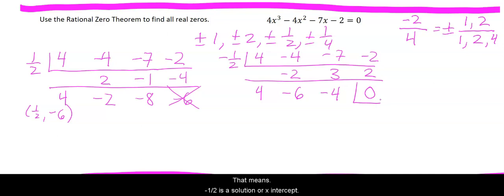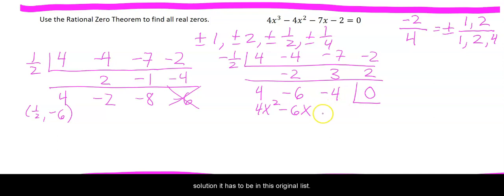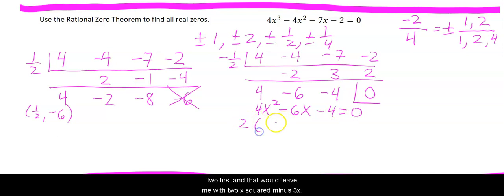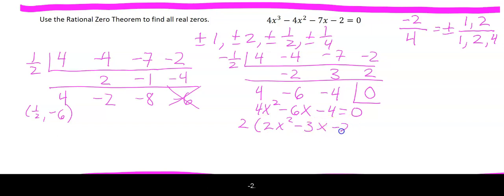That means that -1/2 is a solution, or x-intercept, and x plus 1/2 is a factor. Now I can take what's left and I can factor it directly, or I can continue with synthetic division. If it has an integer or rational number as a factor or solution, it has to be in this original list. If I were going to factor what was left, I would take off the 2 first, and that would leave me with 2x squared minus 3x minus 2. Does this factor further?